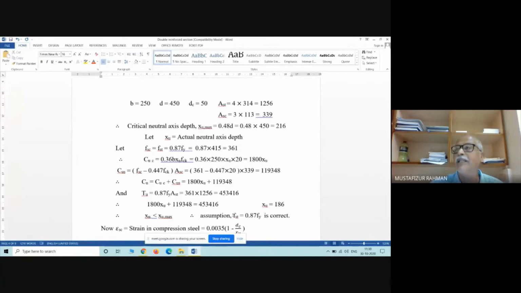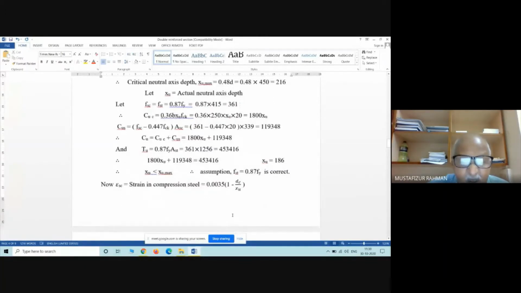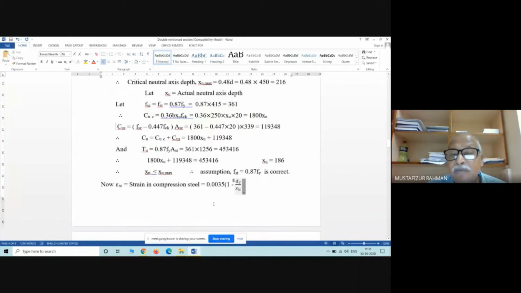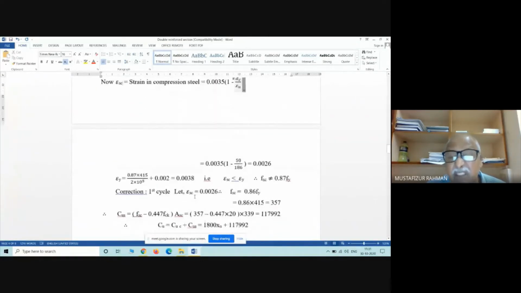So we will have to establish it by the trial and error method. Okay, how will we find out? So epsilon sc, the strain in steel in compression, is equal to this expression, which you will get from these two similar triangles, this one triangle and this another triangle. So this is very simple: 0.0035 times (1 minus dc by xu). Here dc is 50, it is already given, right? So we got 0.002, the strain in steel in compression zone.